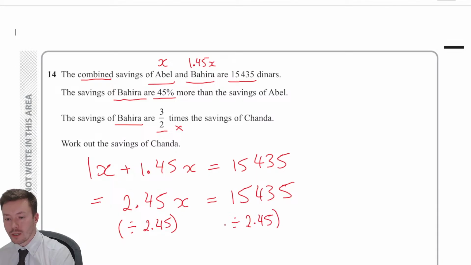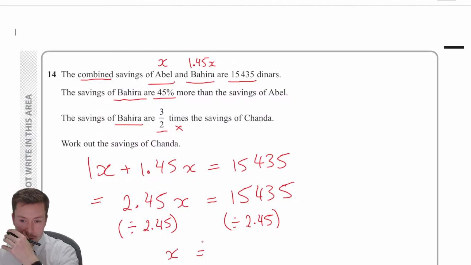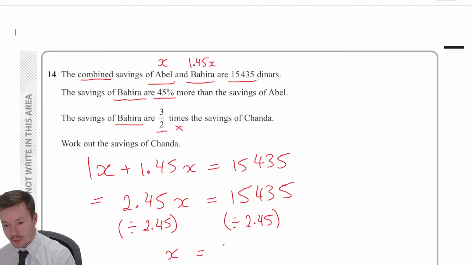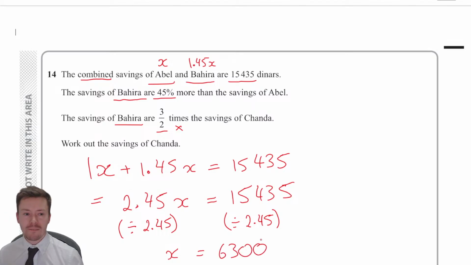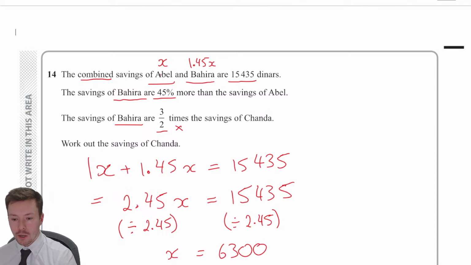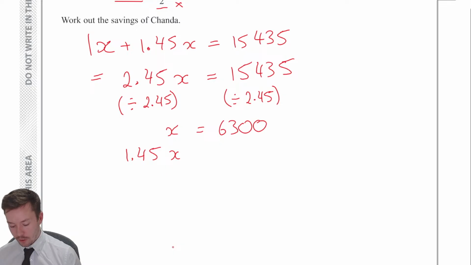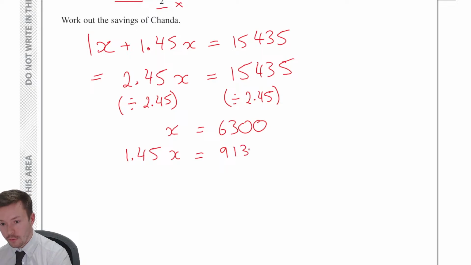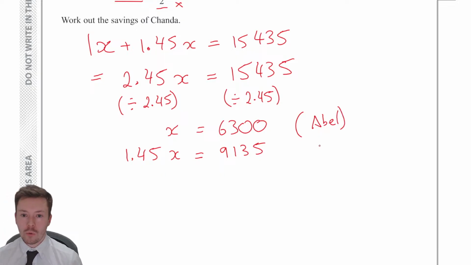And what this will do is it will tell us Abel's amount that they saved, and then we can work out Bahira's and then go from Bahira's to Chanda's. So 15,435 divided by 2.45 is 6,300. That's a nice round number. Fills me with a little bit of confidence. Okay. Now, Bahira's is 1.45x. I'm going to scroll down here. So we do 1.45 times 6,300, which is 9,135. I'm going to put in brackets here. That's Abel. And then the other one is Bahira.